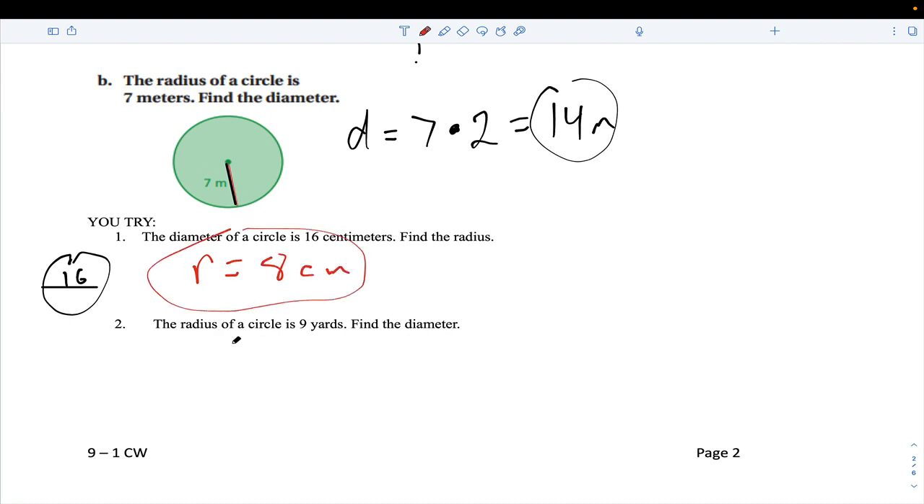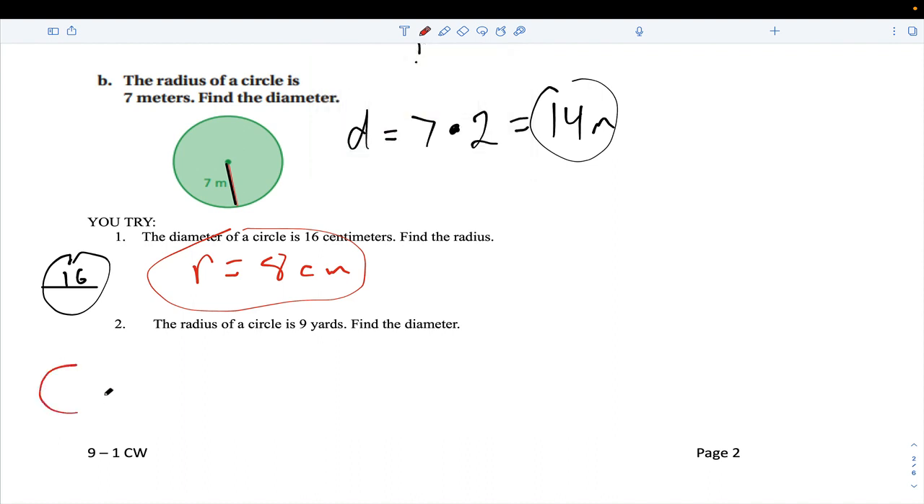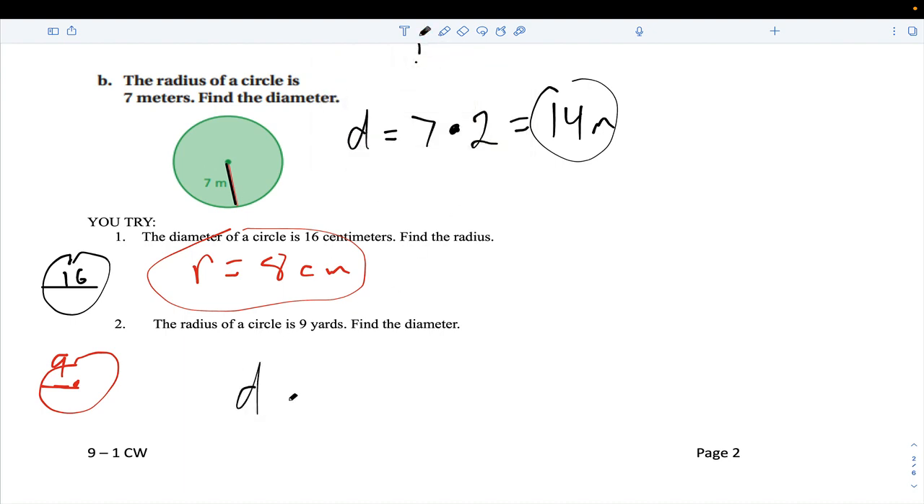And last one. If the radius is 9, what's the diameter have to be, Jenica? Double it. If that confuses you again, just draw yourself a little sketch. Draw the radius and label it. 9 times 2 is 18. Judah, turn.